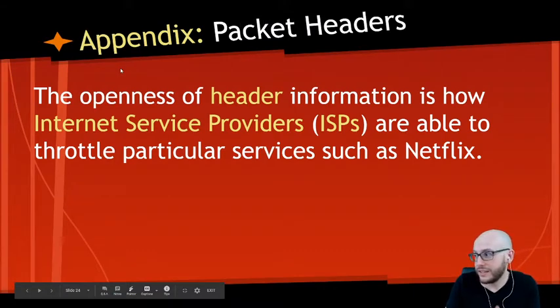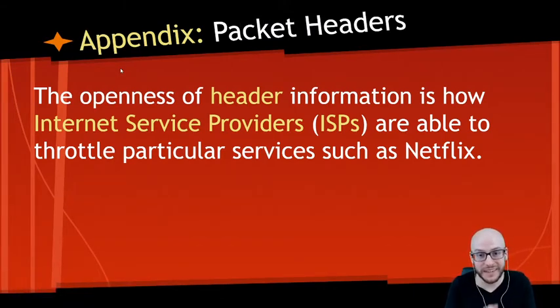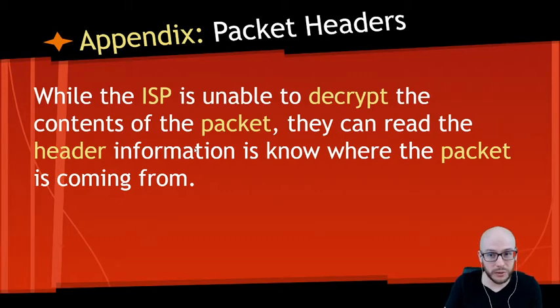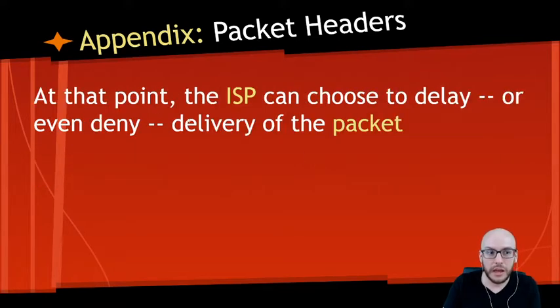So the openness of the header information in each packet, it's public. It has to be, to know how to route the packets. But because it is open and public, it allows certain ISPs to throttle particular services. Almost every packet travels through an ISP, as we just looked at with that image. While the ISP is unable to decrypt the contents of the packet, in theory, the payload is encrypted and they can't see it. The ISP doesn't necessarily know what you're watching on Netflix. What they can do is look at the header information and know that you are watching Netflix. At that point, the ISP can choose to delay or even deny delivery of the packet.